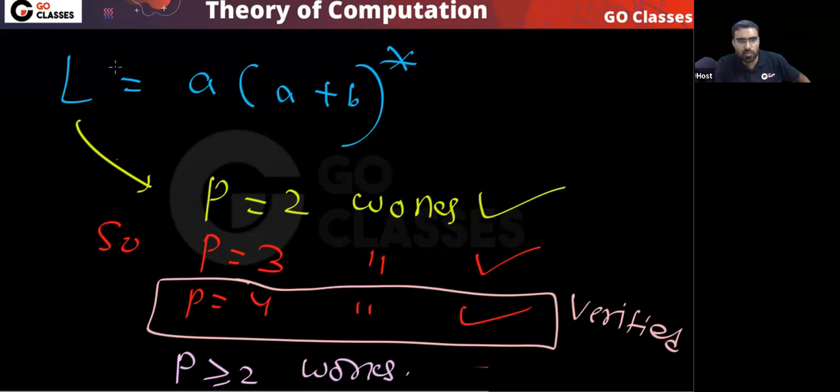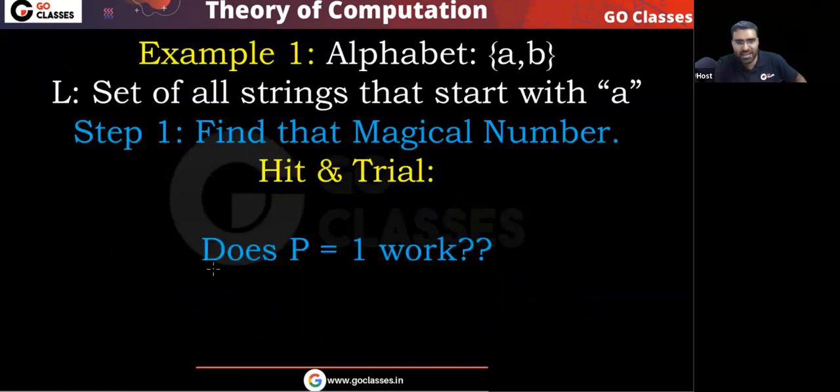So for this language, how many magical numbers are there? Infinite number of magical numbers are there. Yes or no? For this language, you have an infinite number of magical numbers. Is this understood?